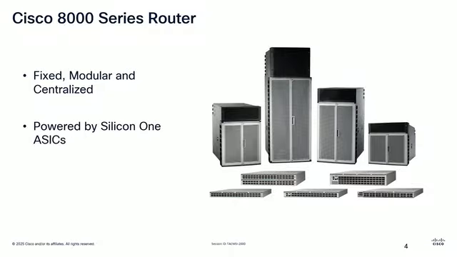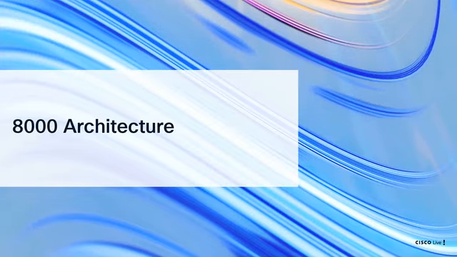As any other service provider router, we are expected to receive and handle thousands and thousands of packets per second. So that's why these are powered by the Silicon One ASICs. And in addition to that, these devices run IOS XR7, which is the last generation for XR code. Now that we know more about this platform, let's know more about its architecture.